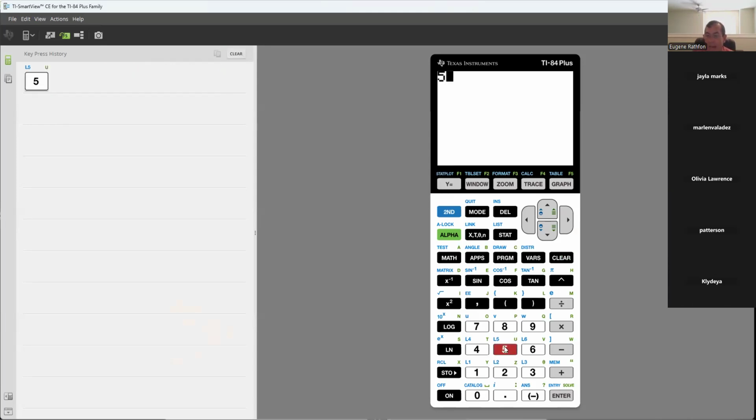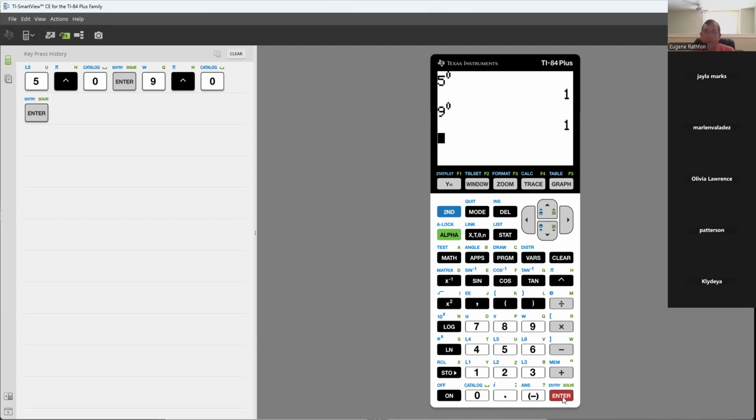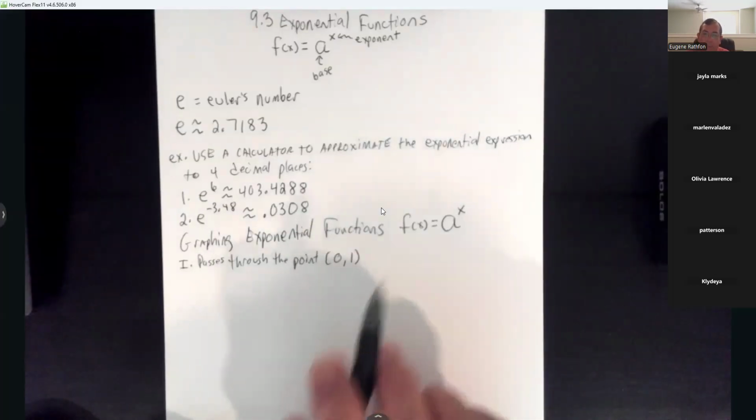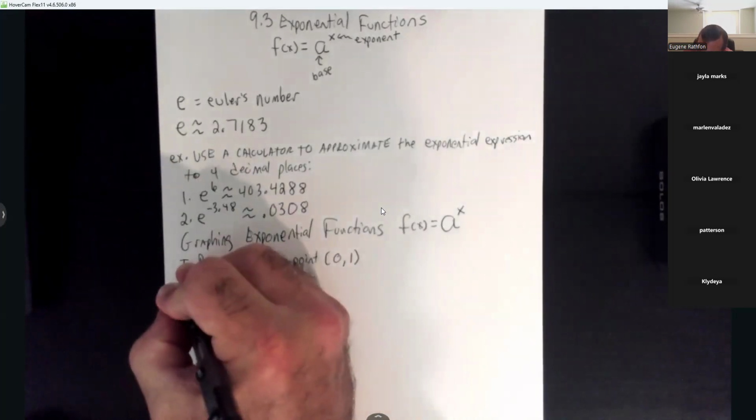So say my base was 5, and I raised 5 to the 0 power. Anything to the 0 power, y'all, equals 1. That can be 9 to the 0 power. It equals 1. So y'all remember, anything to the 0 power equals 1. So that's why these graphs cross through the point (0, 1) for the basic graphs, okay?